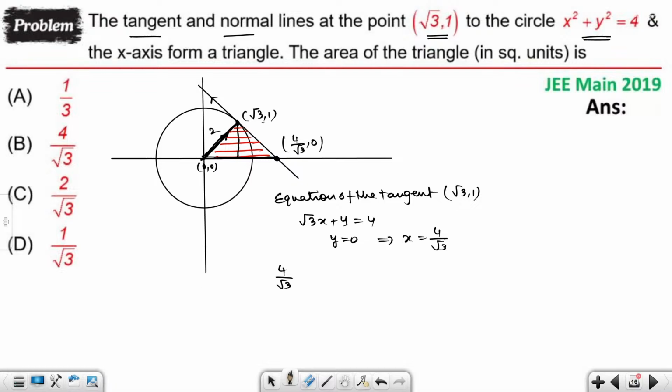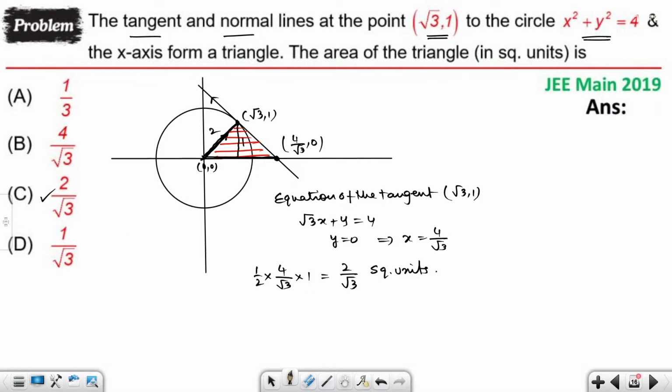As this point is root 3, 1, therefore this height will be nothing but 1. So what will be the area of the given triangle? It is nothing but half into base into height. So that gives us 2 over root 3. That's it. That's the area of the triangle formed by the tangent and the normal and the x-axis. Hence option C is correct.